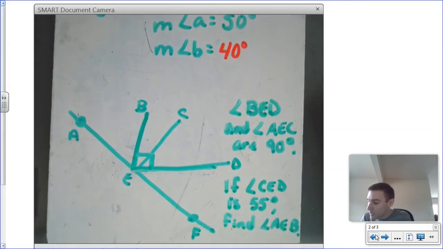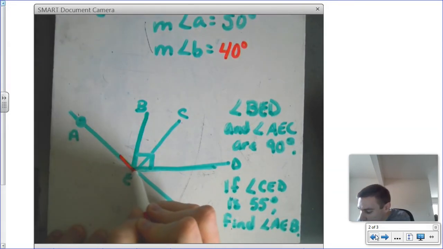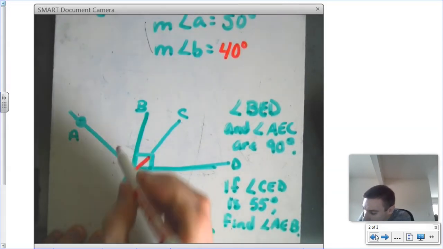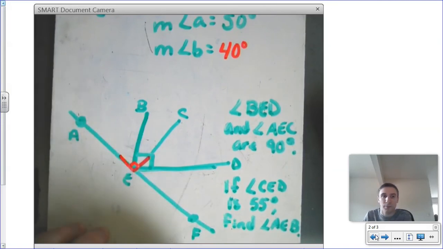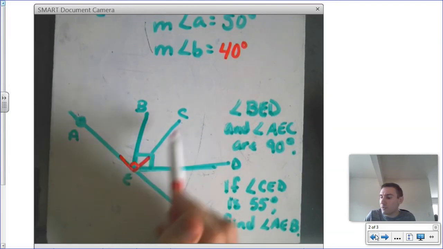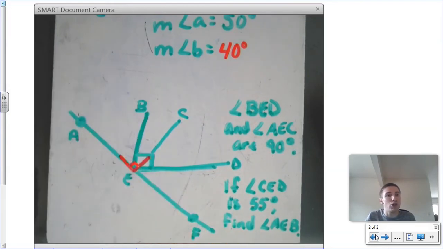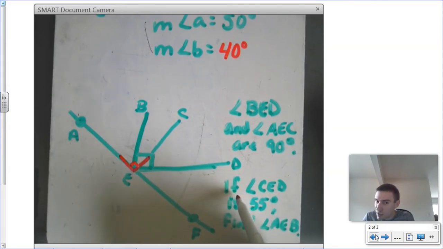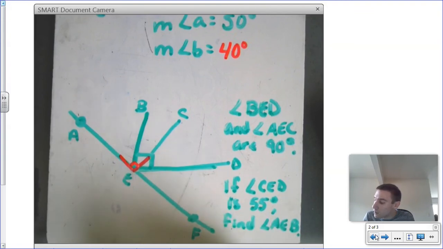And angle AEC is a 90-degree angle as well. So there's some sharing going on between these two angles. This BEC section right here is shared between the two angles. Now, the directions tell me over here, if angle CED is 55 degrees, find the measure of angle AEB.